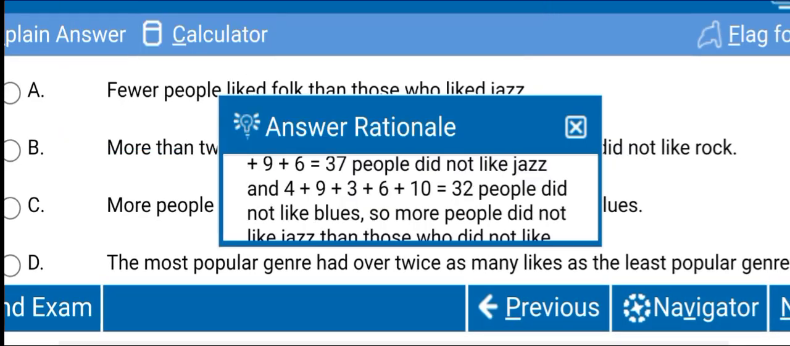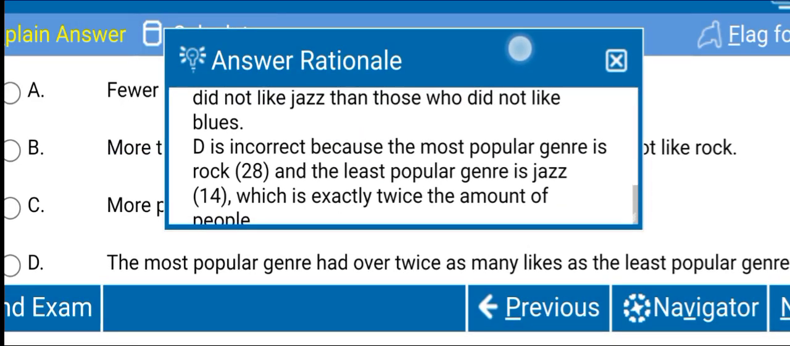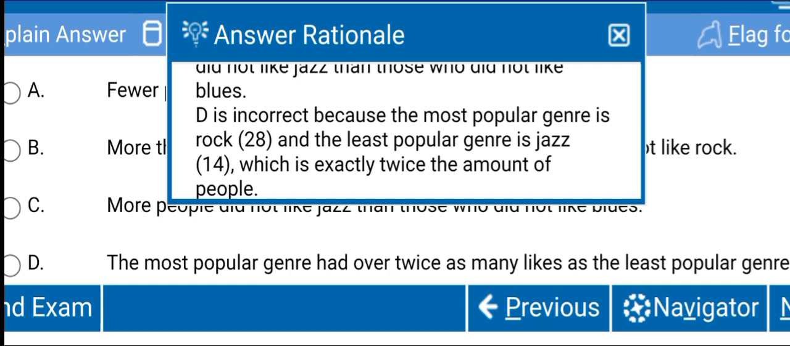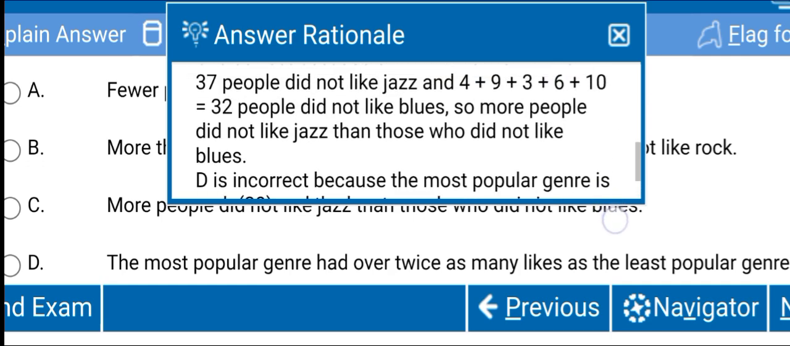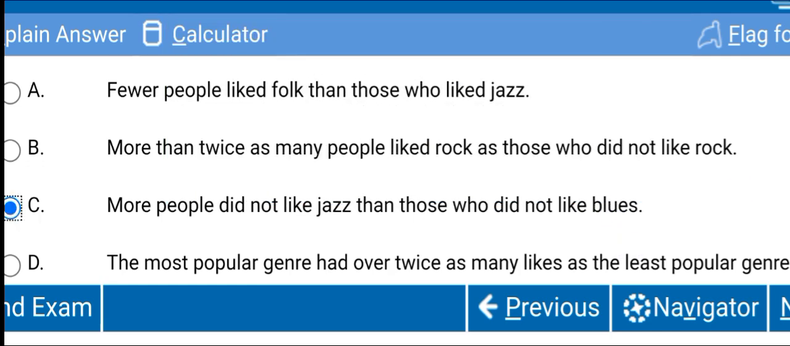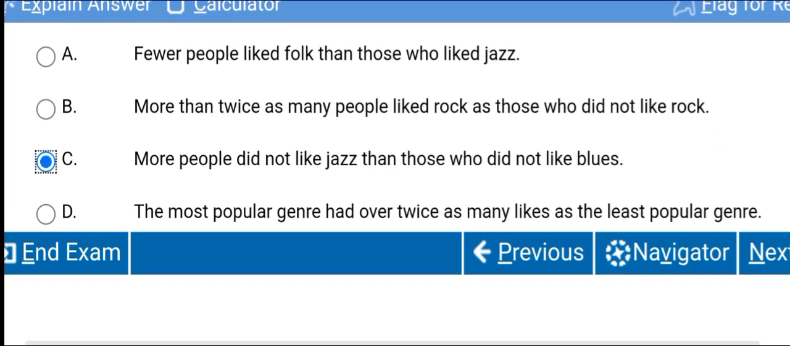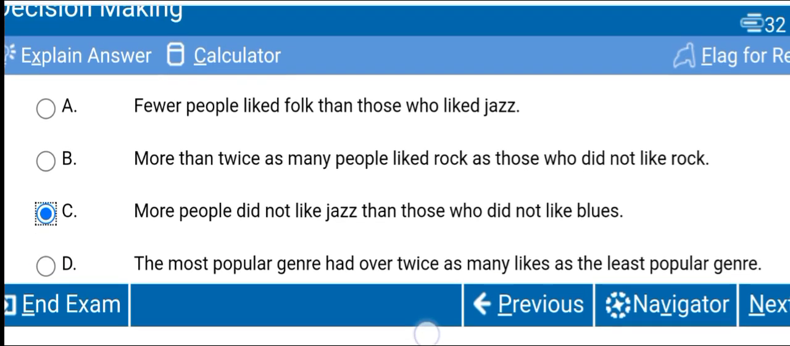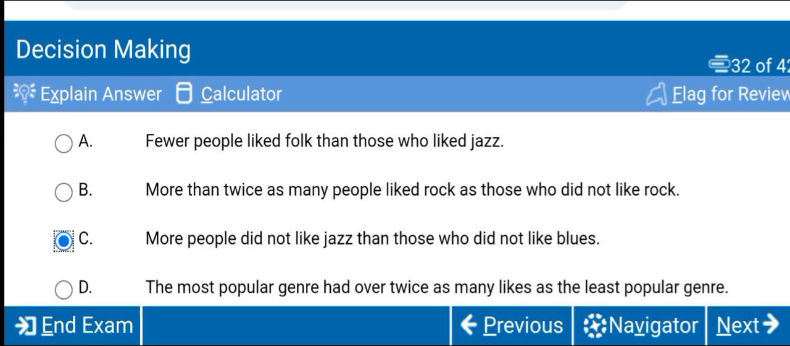Option D is incorrect because the most popular genre is rock and the least popular genre is jazz, which is exactly twice the amount of people. So here we have option C as the correct option, which says more people did not like jazz than those who did not like blues.